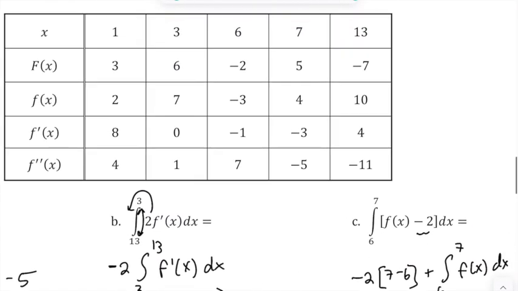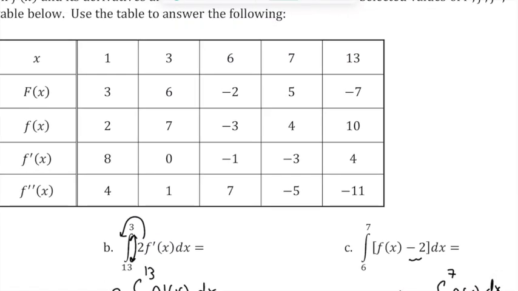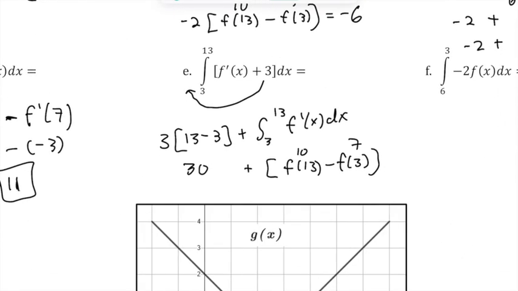Now, f of 13 is going to be 10. f of 3 is 7. And so this is going to be 3 plus 30, which gives me 33.